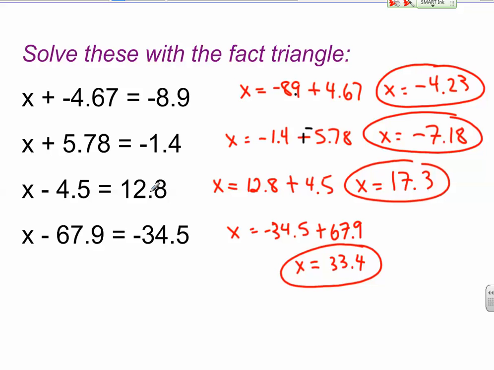Just do your check. And again, to get x by itself, I have to add 67.9 to negative 34.5, and that gives me 33 4/10. And just use your calculator to check these. That's a great way to use that tool.